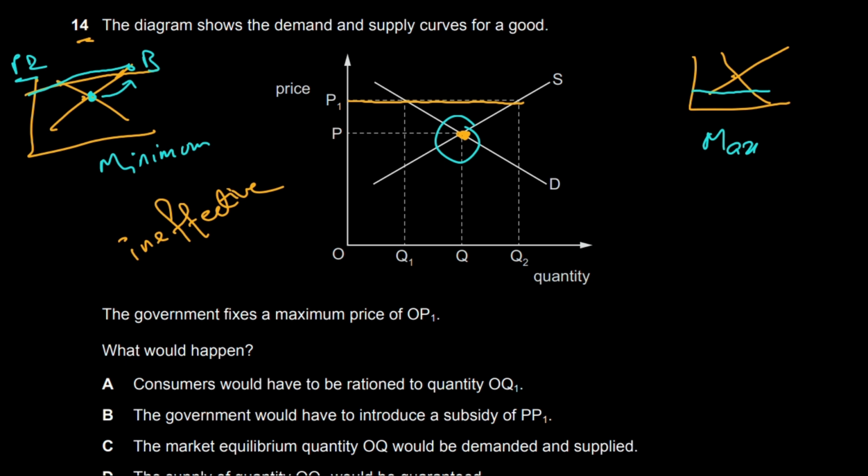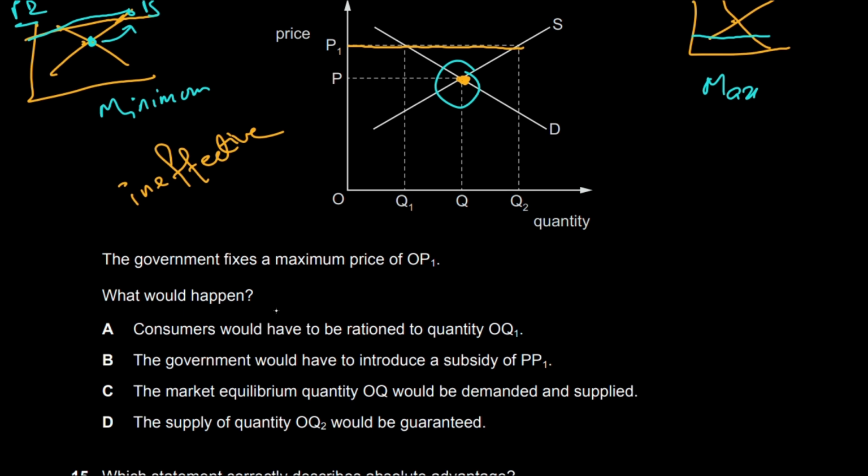What could happen? Okay, so consumers would have to be rationed to quantity 0Q now. They will not have to be rationed. We cannot infer that from the data that we have been given. Option B states the government would have to introduce a subsidy of PP1. Let's talk about this subsidy now, because the producers are not even willing to increase their supply.